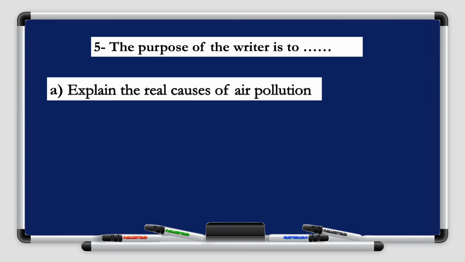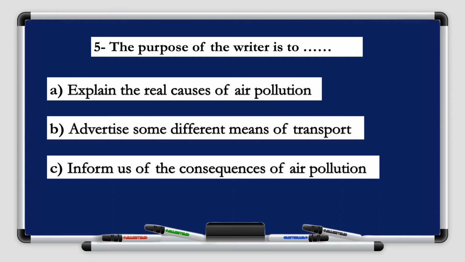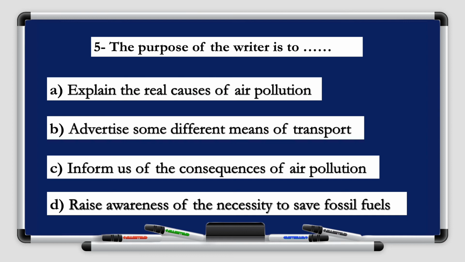Number 5, the purpose of the writer is to explain the real causes of air pollution, advertise some different means of transport, inform us of the consequences of air pollution, or raise awareness of the necessity to save fossil fuels. As we read the text itself, the answer is to explain the real causes of air pollution, because the earth is suffocating. Cars, buses, airplanes are all considered types or sources of air pollution.